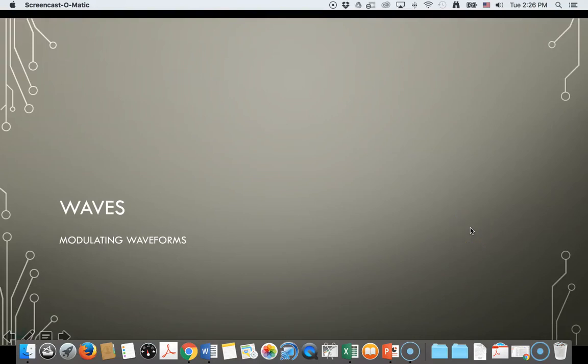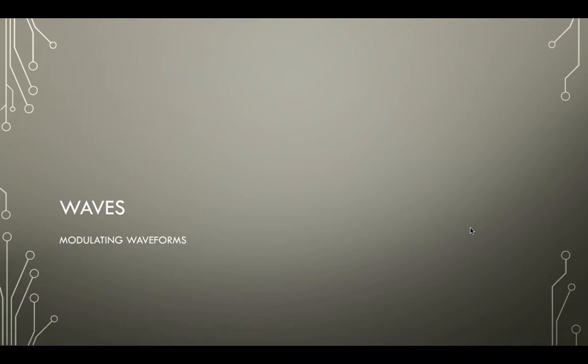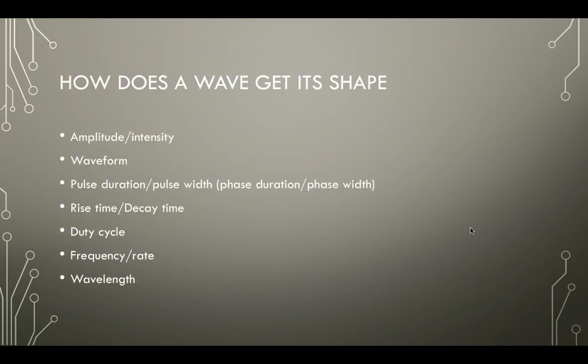Okay, so now that we have a little background in electromagnetic radiation, now we can start talking about what that looks like. So how we get our different physiological responses is going to be based on how we manipulate the wave. So how we manipulate the properties of the energy in order to get the results that we want. And so we'll call that modulating the waveforms.